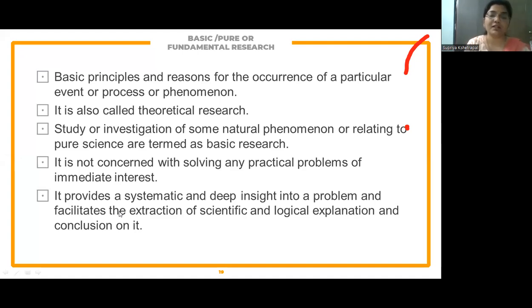Now it is not concerned with solving any practical problems of immediate interest.